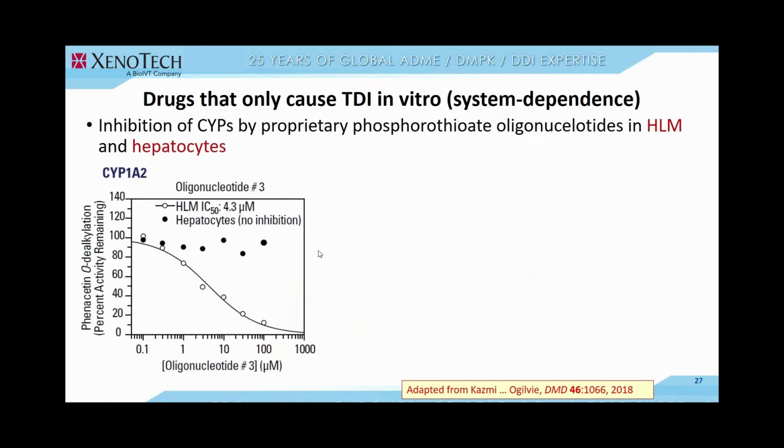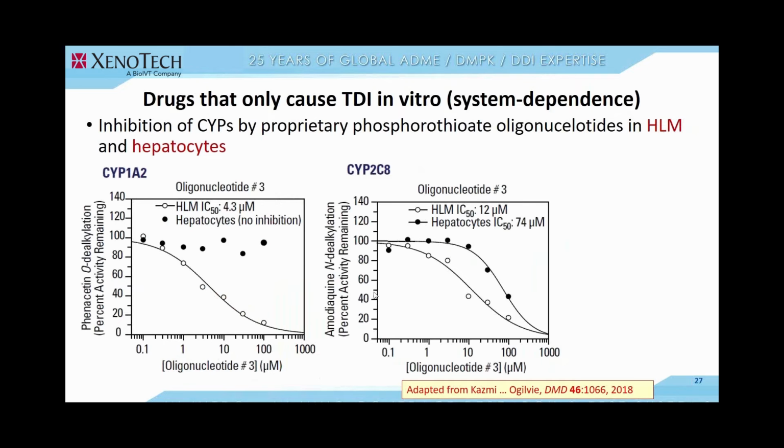So we looked at this compared with hepatocytes. Just like ezetimibe, we changed systems, and what we see there is essentially no inhibition in hepatocytes with CYP1A2, whereas we do see it in human liver microsomes, a nice IC50 value. With 2C8, we see some inhibition in hepatocytes, IC50 about 70 micromolar, and in human liver microsomes only about 12 micromolar. So definitely a difference between systems here.